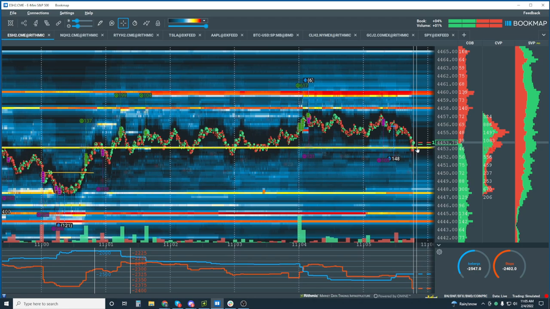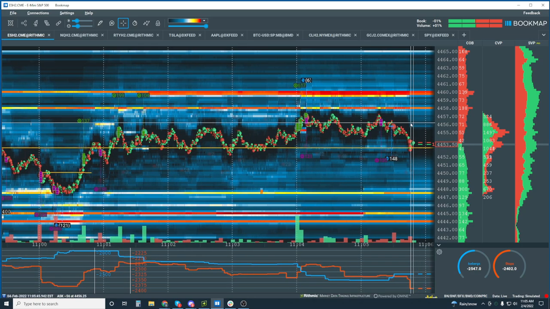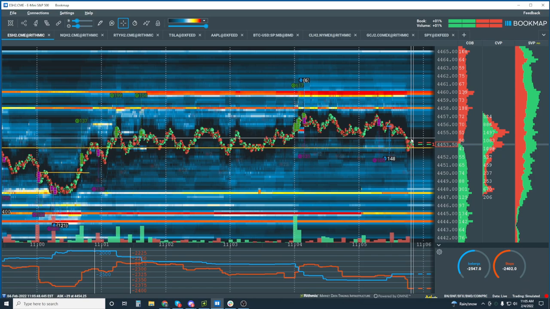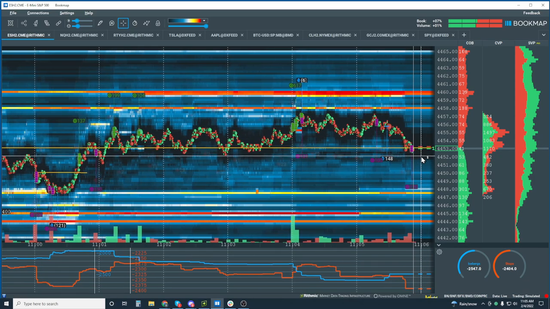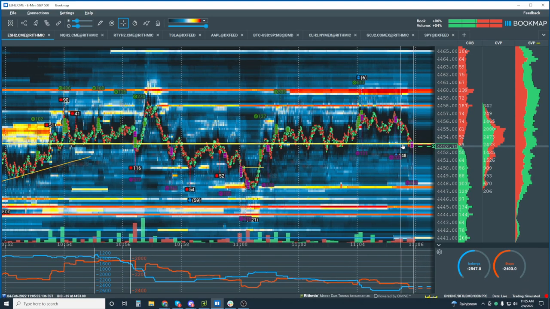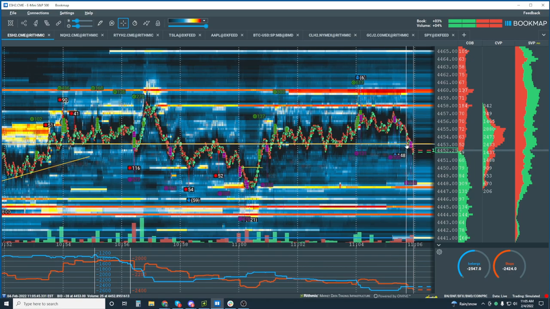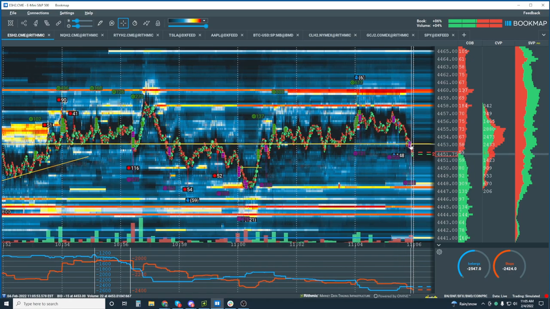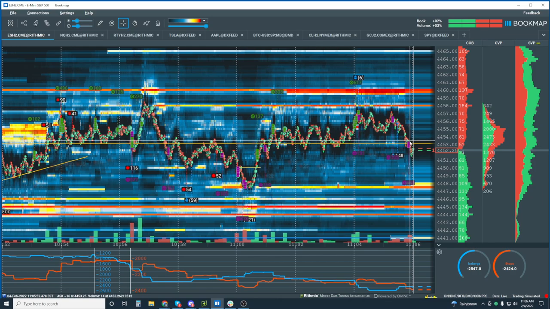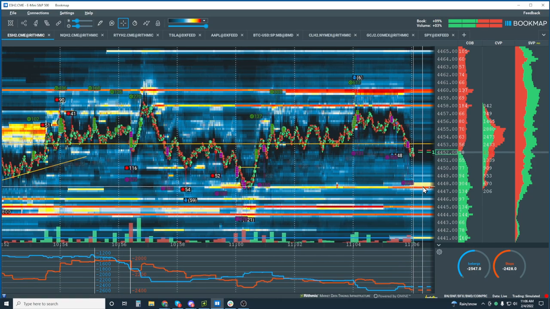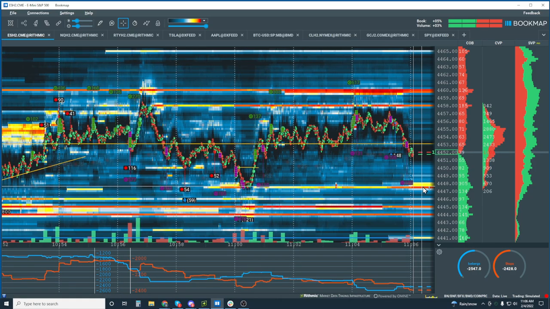Okay, now we get our move. All right, so we're back here. We're back into our small little point of control here. Now, can we get heavy selling at this point to move back down to the bottom of the range here?